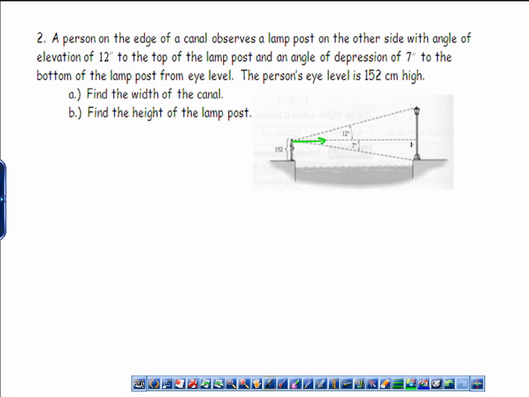They observe a lamppost on the other side, and they have an angle of elevation of 12 degrees. That's 12 degrees right here. Let me use a different color. That's not going to show up that well.